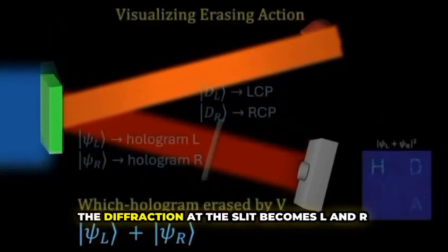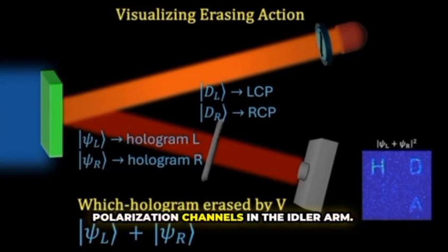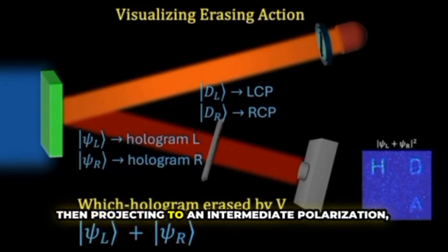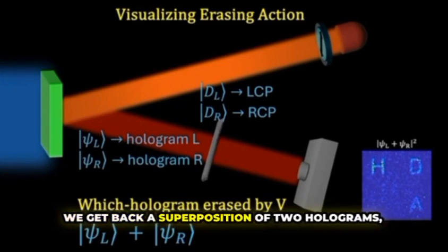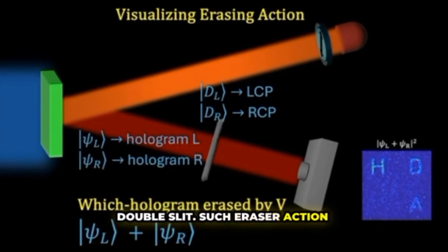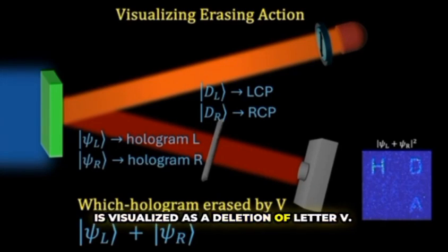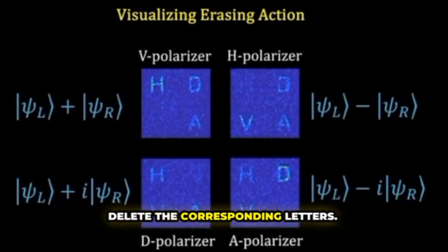In our setup, the diffraction at the slits now becomes the L and R holograms, while the two detecting paths become two polarization channels in the idler arm. Then projecting to an intermediate polarization, such as a vertical one, we get back the superposition of two holograms, exactly the same situation as in the case of double slits. Such erasing action is visualized as a deletion of the letter V. Here shows the different choices of eraser to delete the corresponding letters.